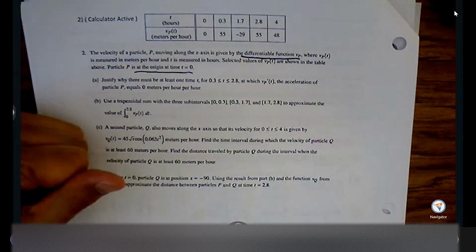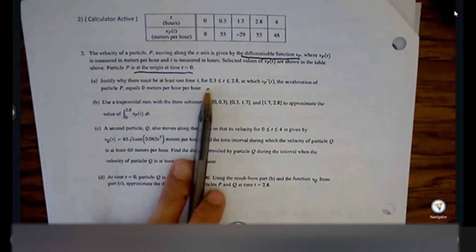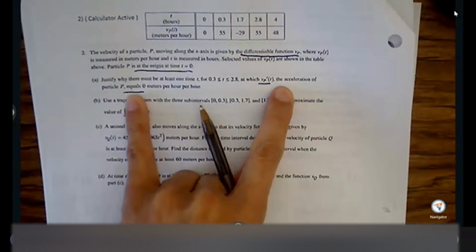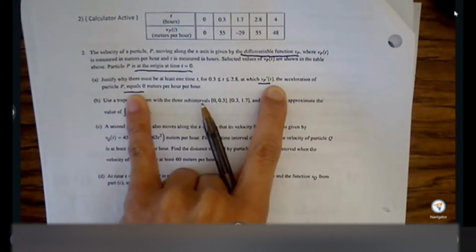Part A, justify why there must be at least one time t in the interval from 0.3 to 2.8 at which v prime of t, the acceleration of the particle, is equal to 0. So we're given v of t, they're asking, is there a place where v prime of t is equal to 0? Can we guarantee a place where v prime is equal to 0?